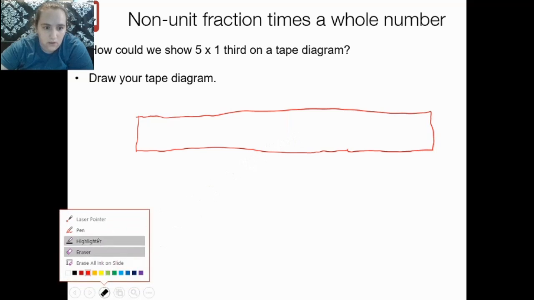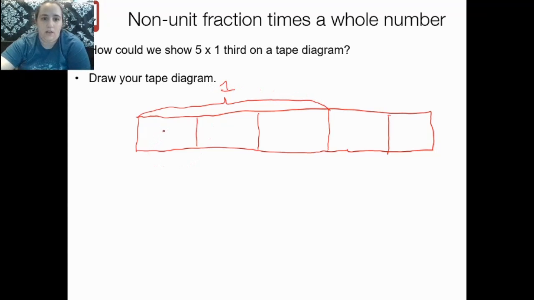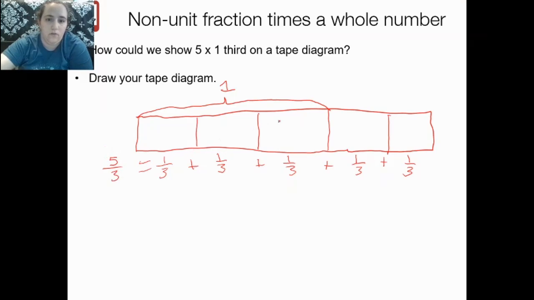Alright, so I'm going to break this into thirds. I'm going to break this one into 2. So that gives us 5 total. So this part right here is equal to 1 whole. And we've got 1/3 here, 1/3 here, 1/3 here, 1/3 here, and 1/3 here. So if we add them all up together, we will have 1, 2, 3, 4, 5 thirds. Or you can look at it another way as 5 times 1/3 equals 5 thirds. Nice and easy.